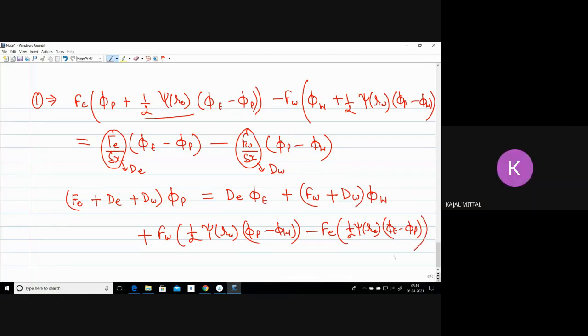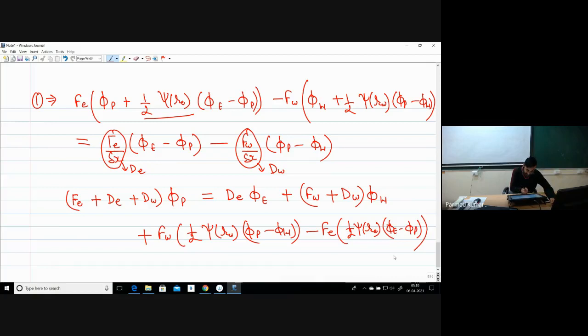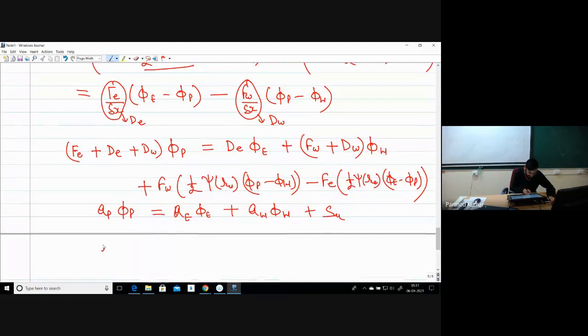Yes, sir. So what I can do, I can make over here an analogy as AP into phi P equal to AE into phi E plus AW into phi W plus some source term over here. So let me write this as some source term, SU. Now, if I write this one, I will be getting different coefficients as AP is becoming equal to FE plus DE plus DW.